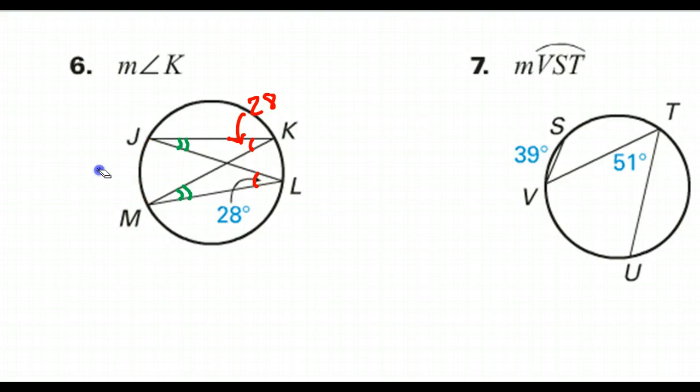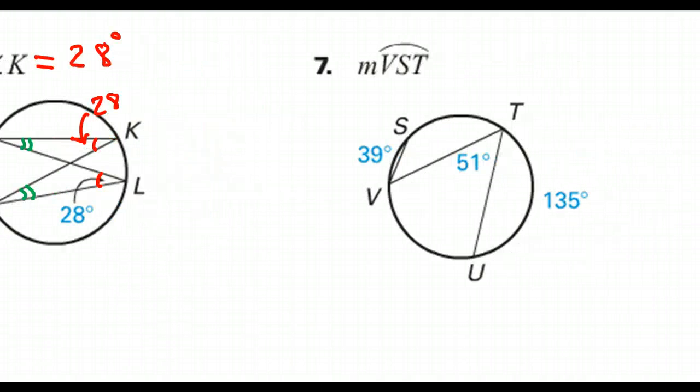And really, it's good to understand where it came from, but I want you to get comfortable with the two angles on the same side being the same. So K and L will be the same, and if it comes up, J and M would also be the same. Anyways, angle K was 28 degrees.